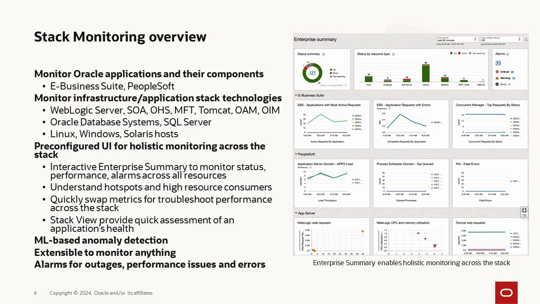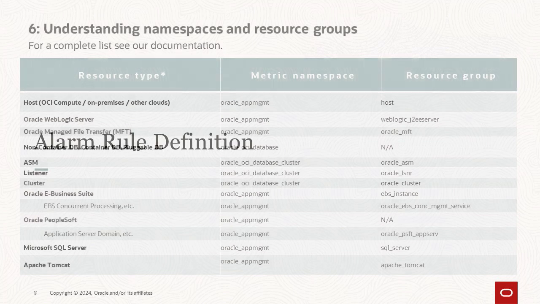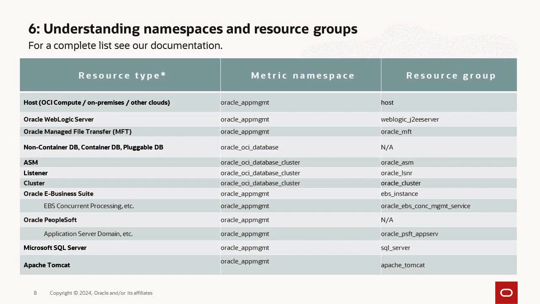Hey, thanks, Anna. So first, what I think we ought to do is just understand the basics of alarm rule definitions, how those are created today, and then how we've simplified this process greatly. So an alarm rule definition. All status and performance metrics are stored in OCI monitoring, which is the service used to generate alarms.